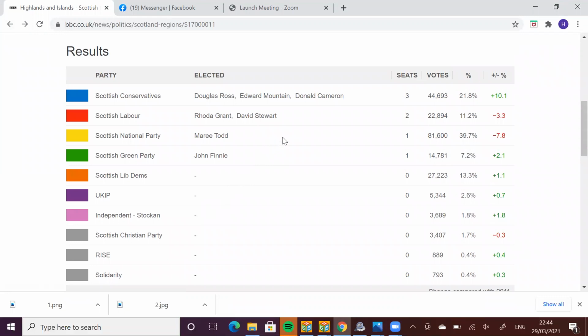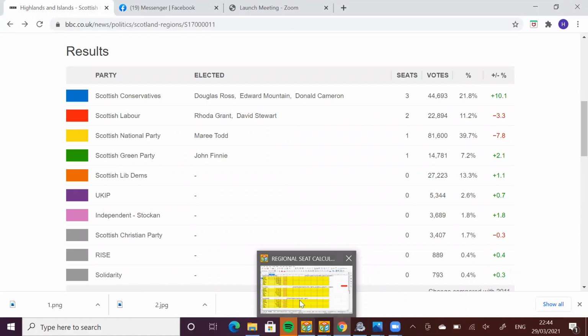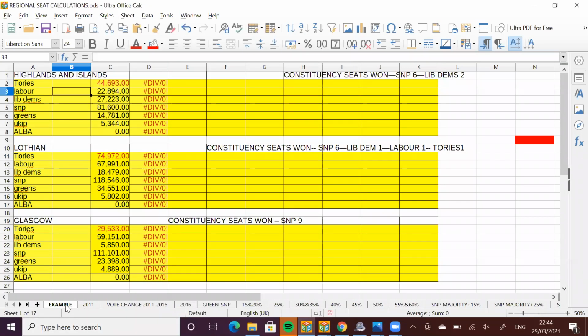And here we can see this is from 2016. The Tories got 3 seats, Labour 2, the SNP 1, Scottish Greens 1, and we can see this is how many votes they got on the regional vote, the number 2 vote. So I'll move on to the first sheet, and this is just to give an example. This is the number of votes received for each party in the regions.